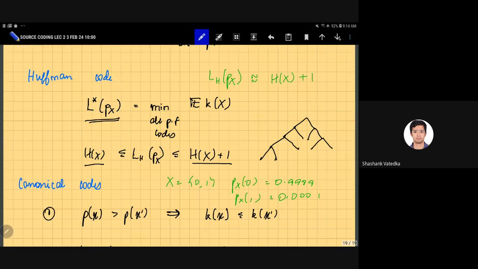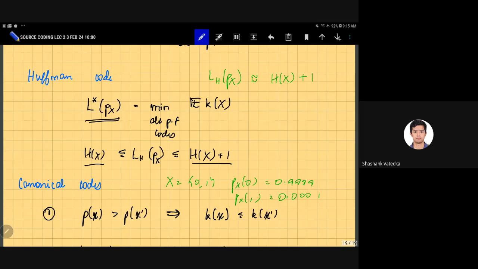So when it is highly biased, the expected length that you can achieve, so the entropy is almost close to 0, right? So H of X is close to 0, but still you need two code words, right? You need 0 and 1. So the expected length is 1 bit, whereas the entropy is close to being 0 bits. Right? And in this case, the expected length is close to being H of X plus 1 bits.